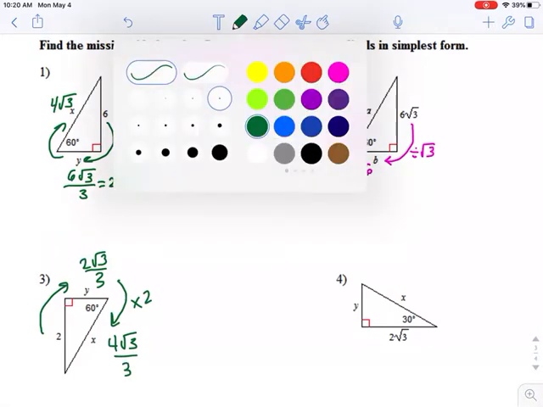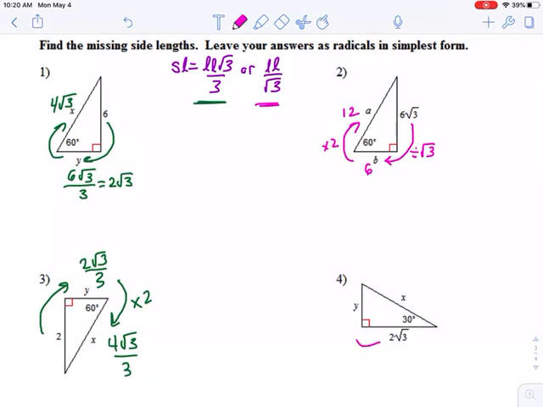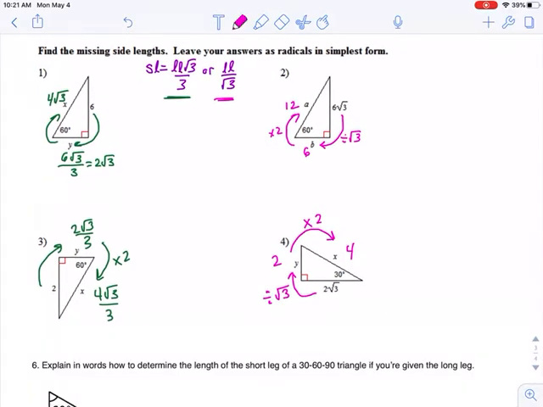What's really good about doing these problems is that it's really building our number sense. It's getting us comfortable with numbers. And that's good life skills to have. In this one, we have a radical 3 in our long leg. So I'm just going to divide by radical 3. It's 2. And to find the hypotenuse, I'm going to multiply by 2 and get 4. Wow. All right.